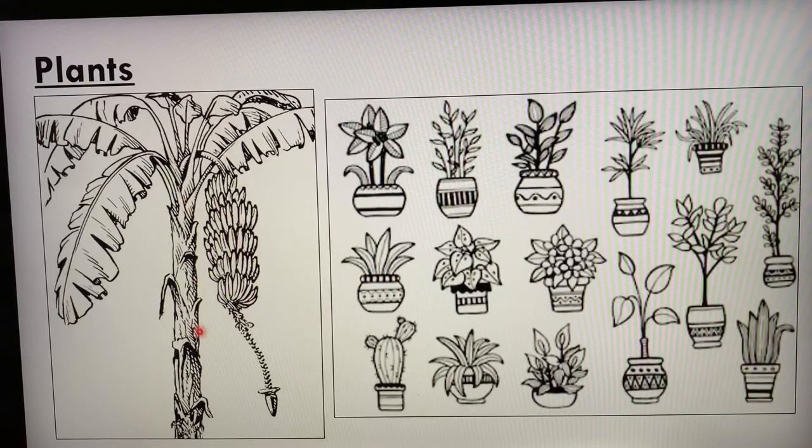You can see here, this is obviously a banana plant. This is the banana fruit, the leaves. This is the stem. Now these are more examples of plants you can see over here.